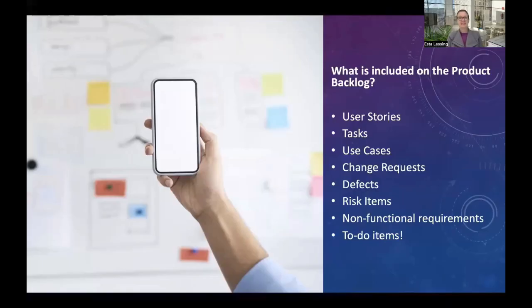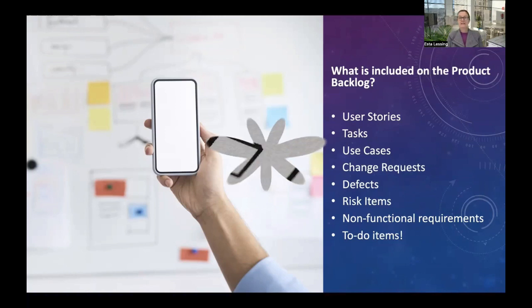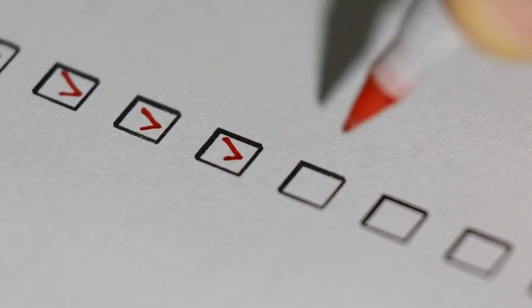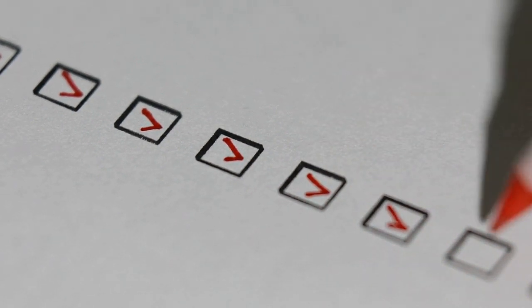So what's included in the product backlog? User stories, as you would expect, tasks, use cases even, change requests, defects, risk items, non-functional requirements, and any to-do item that includes people in the project team and that needs to be done before the project is complete. So it's really a list of everything that you as a project team know that you have to work on at some stage in the project.